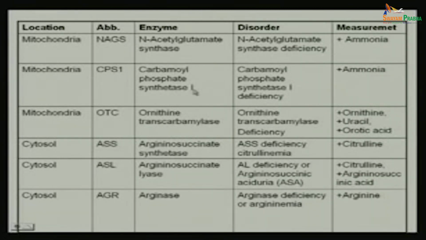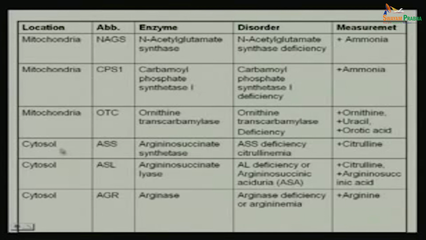Carbamoyl phosphate synthase 1, if this particular enzyme is not there, is called carbamoyl phosphate synthase 1 deficiency, and here also the ammonia concentration goes up. Ornithine transcarbamylase is another enzyme, and if there is a disorder, we call it ornithine transcarbamylase deficiency, resulting in a higher concentration of ornithine, urea, and orotic acid in the blood.